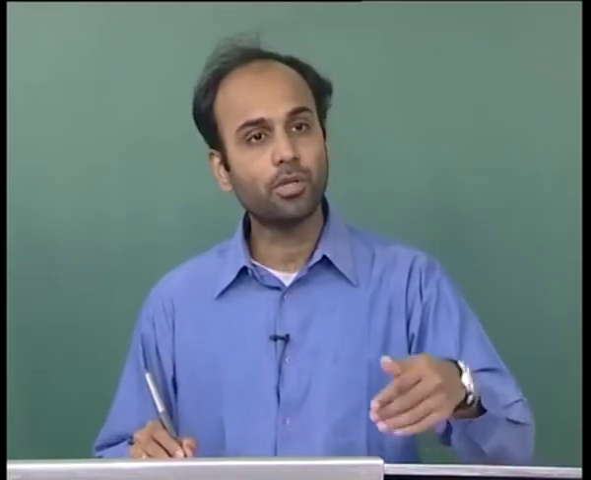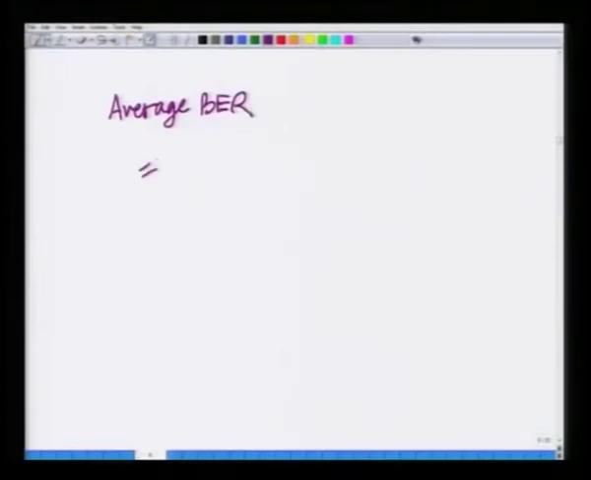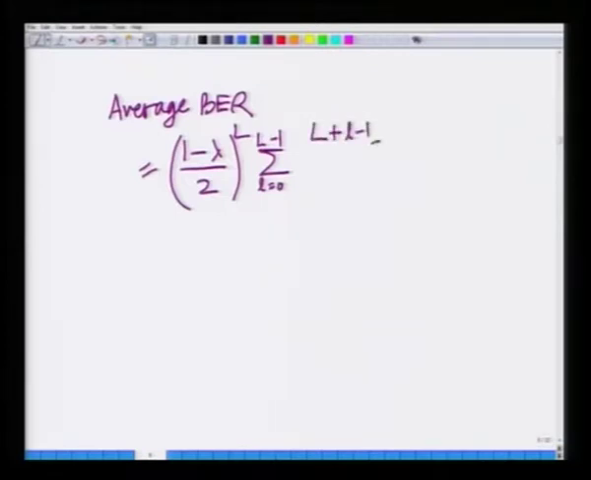Okay. Now, substituting this back in the previous expression we had, average BER equals 1 minus lambda over 2, let me write down the complete expression here, times sigma L equals 0 to L minus 1, L plus L minus 1 C L, 1 plus lambda over 2 to the power of L.